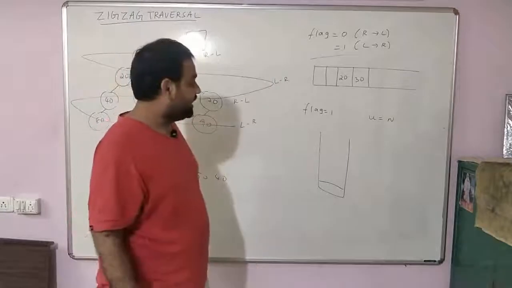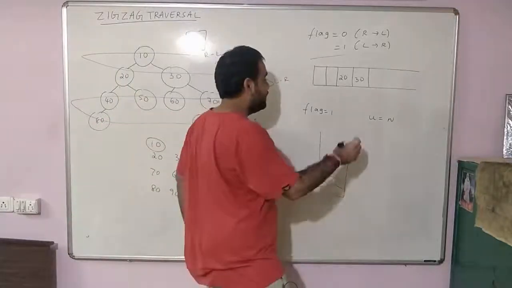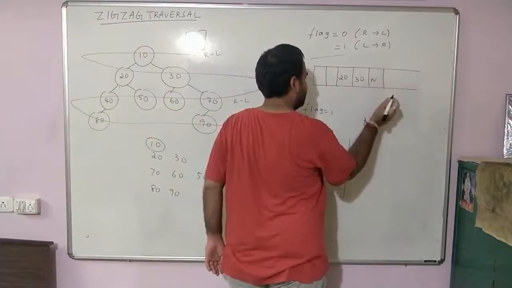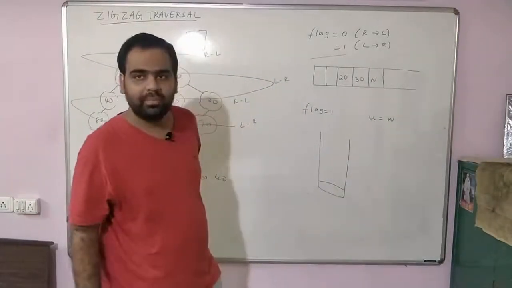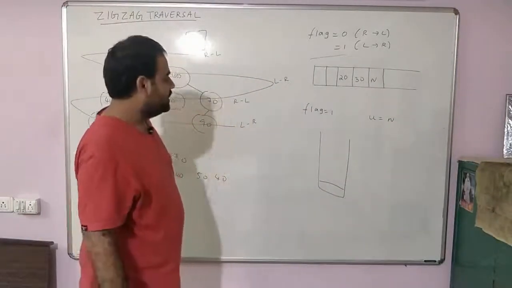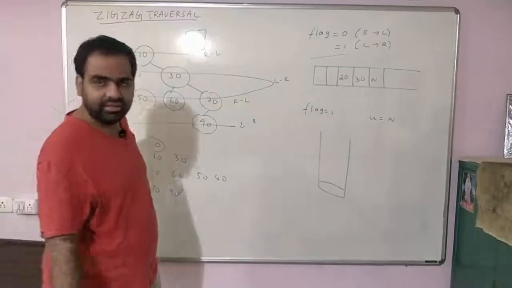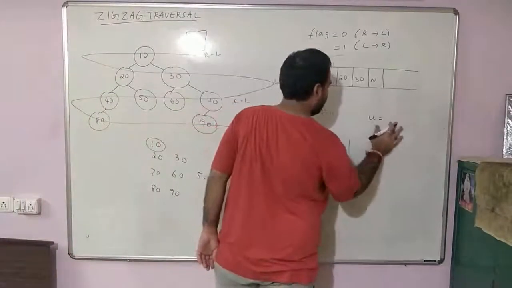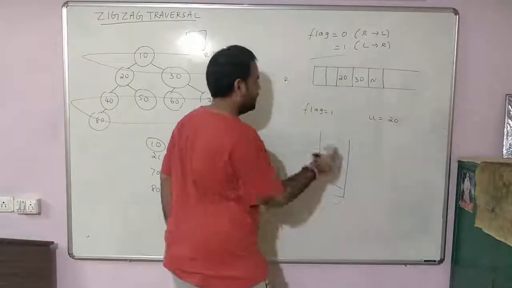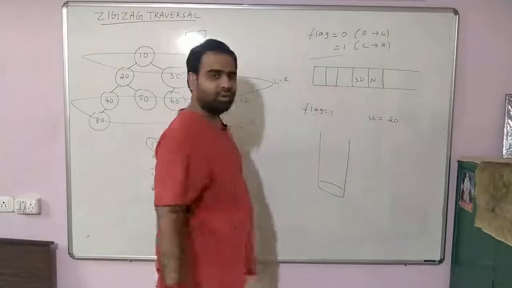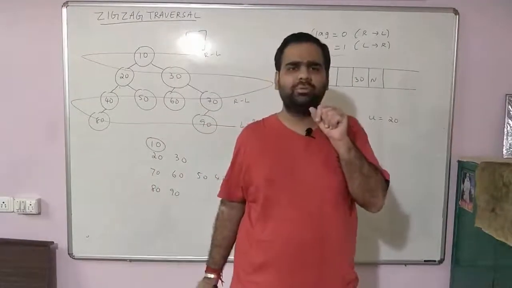Now, after you negate the flag, you have to enqueue the null back if necessary. If necessary means if the queue is not empty. Is that okay? Now, again you go, queue is not empty. Yes, you dequeue an item from the queue. What is the item from the queue? 20. Now, when you dequeue 20, the question comes, shall we print or shall we push on stack?